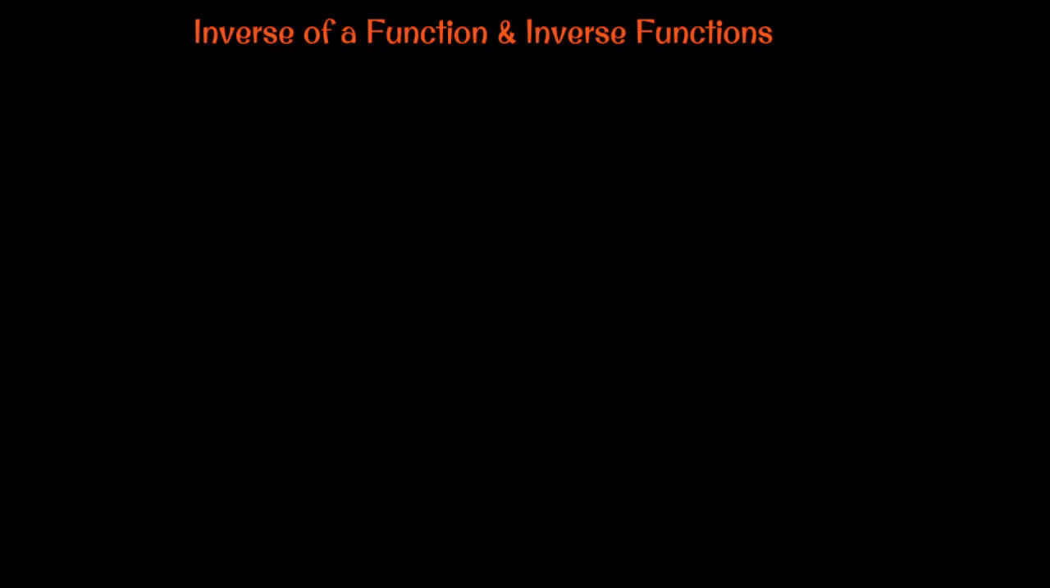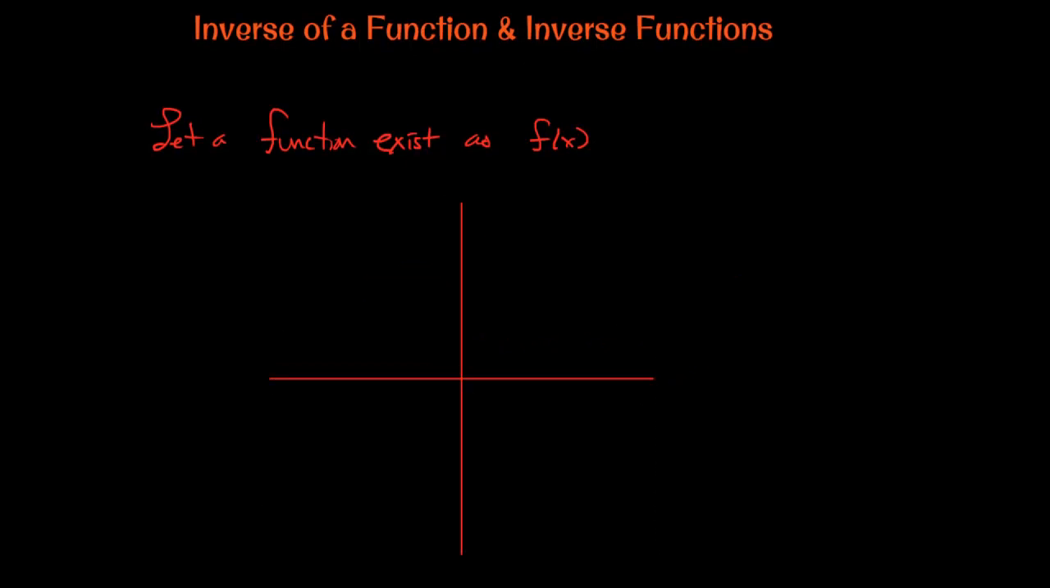So let me make an annotation here. If I look at a function, we'll say let a function exist as, we'll just call it f of x. And when I draw this function f of x, I'm just going to draw a parabola that opens up and looks something like this.